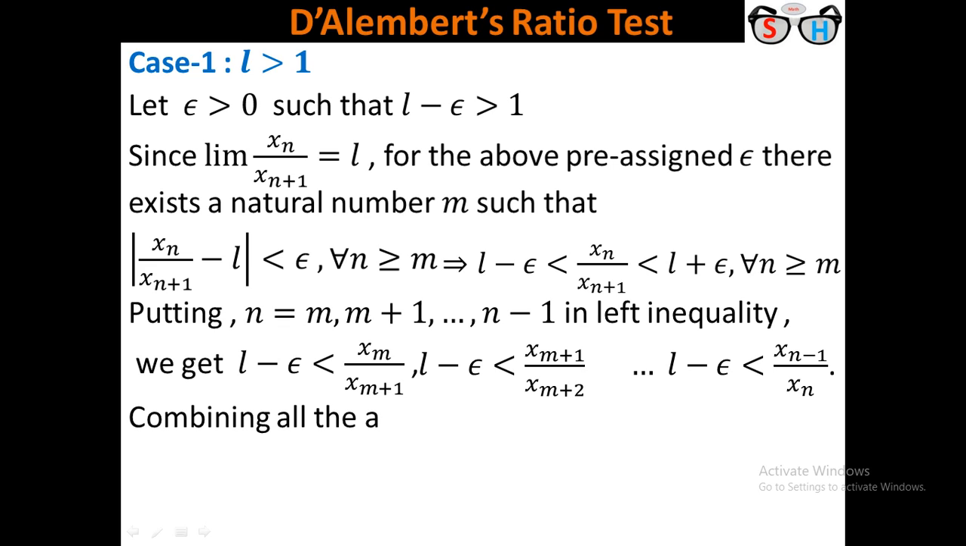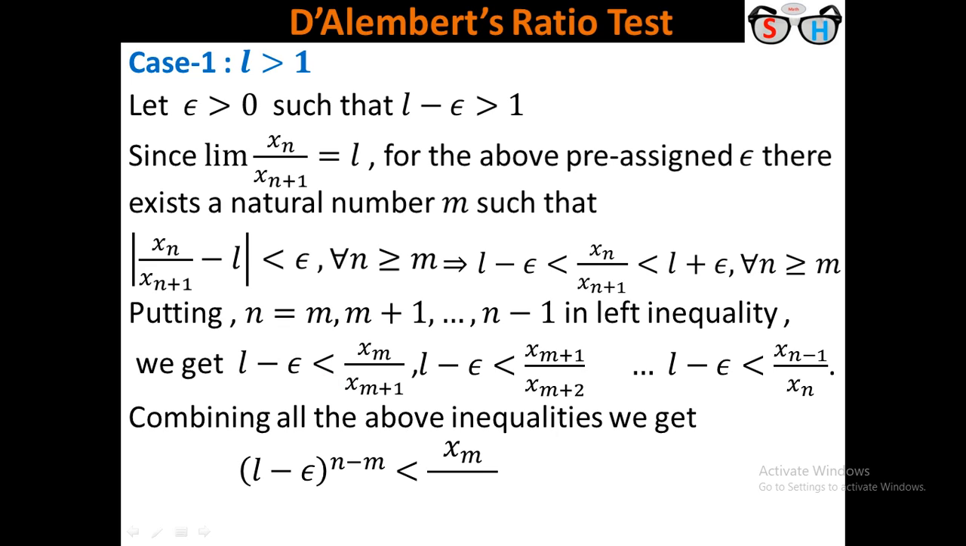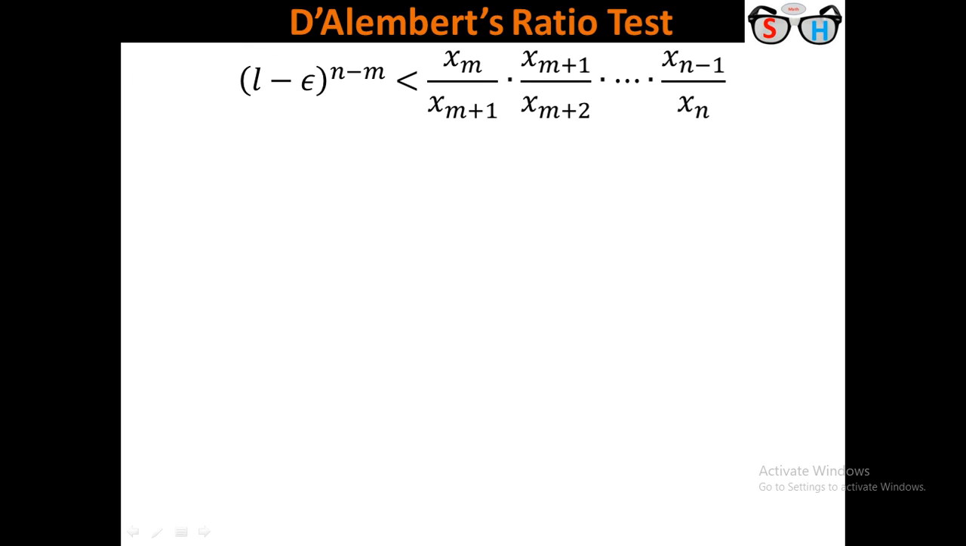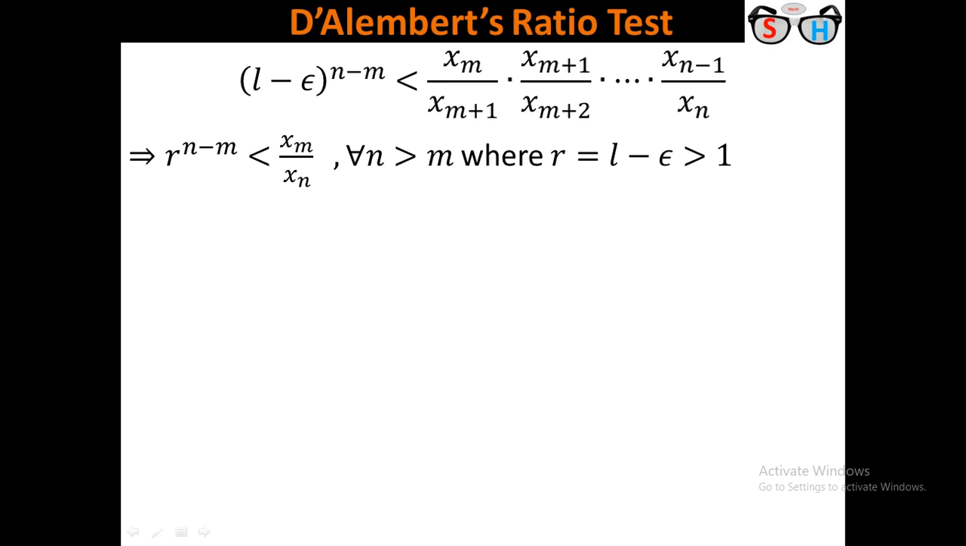Combining above results, you get there are actually n minus m equalities. So (L minus epsilon) to the power n minus m is less than just the multiplication of those factors. After simplification, x_(m+1) cancels with x_(m+1), x_(m+2) is also cancelled, and here x_n is cancelled. As a result, this is equal to x_m by x_n, and implies that r to the power n minus m is less than x_m by x_n.